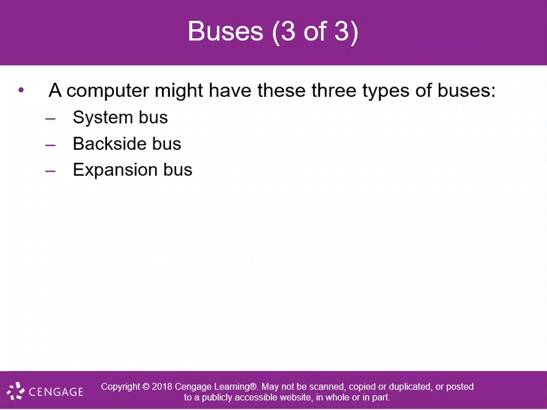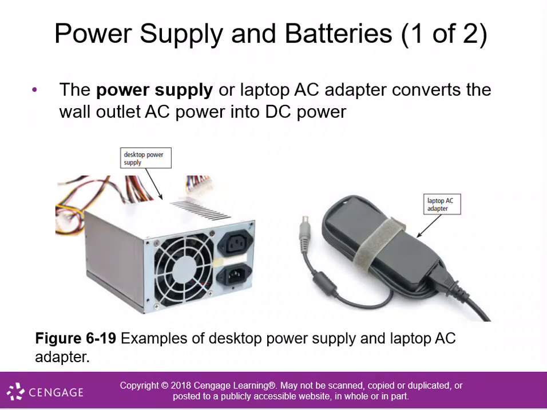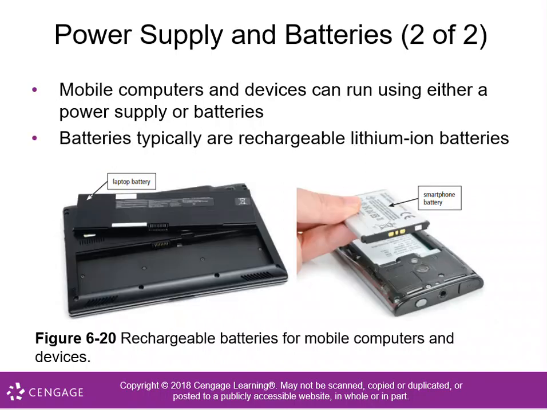Next. Power supply and batteries. The power supply or laptop AC adapter converts the wall outlet AC power into DC power. Examples of desktop power supply and laptop AC adapter. Kita panggil charger ni. So, mobile computers and devices can run using either a power supply or batteries. So, batteries typically are rechargeable lithium-ion batteries. For smartphone, for laptop batteries, kita biasa guna lithium-ion.